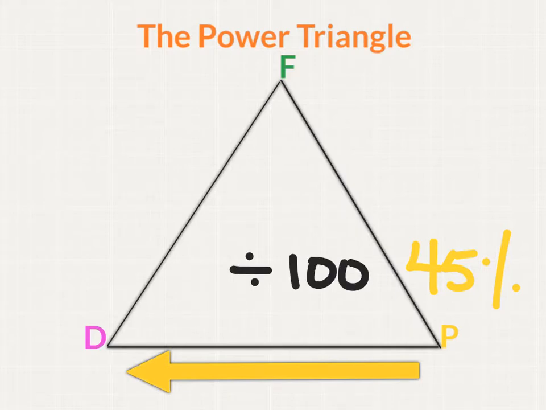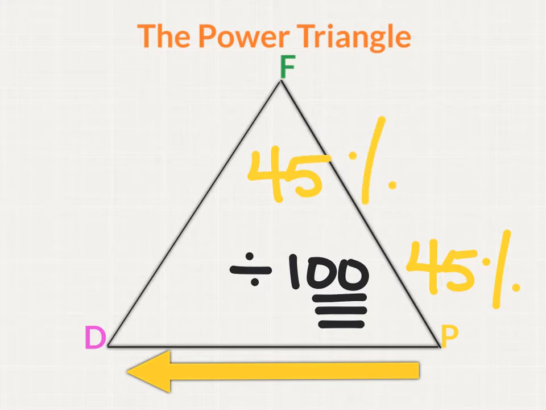And again, dividing by 100 can be done using what we know about powers of 10. Only this time, instead of moving the decimal to the right for multiplying, I'm going to move the decimal to the left for dividing, the same number of times as there are zeros in my power of 10. So I have 45%.